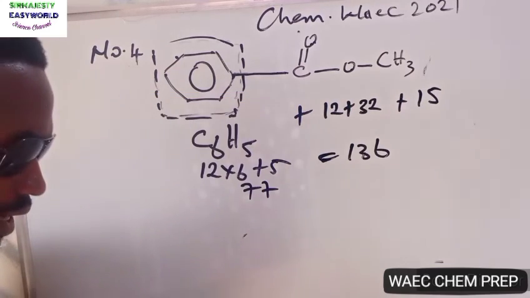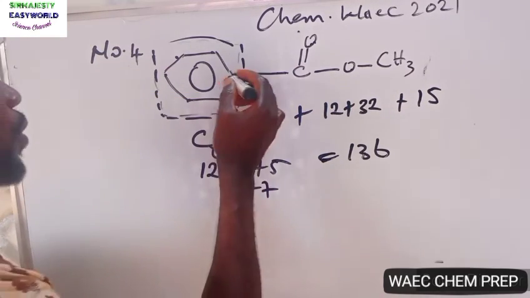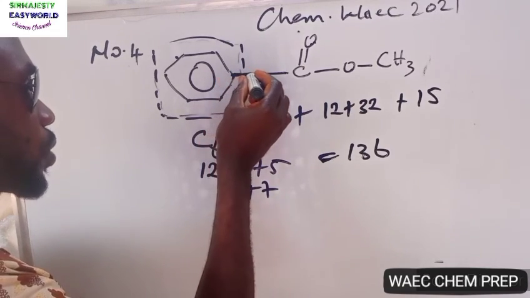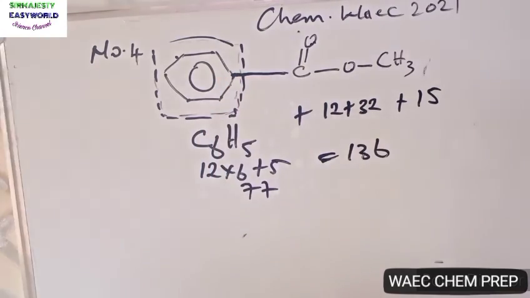So if you are not careful, you might get 137. That's A. If you don't exclude this one, if you go and write C6H6, remember the hydrogen that's supposed to be here has been substituted. So the answer is B.